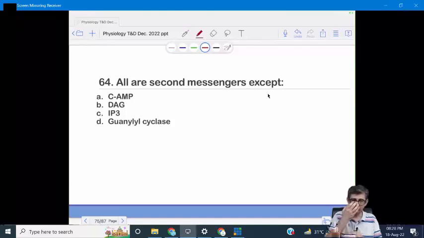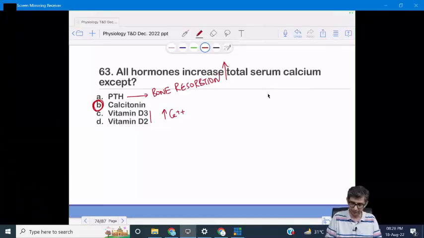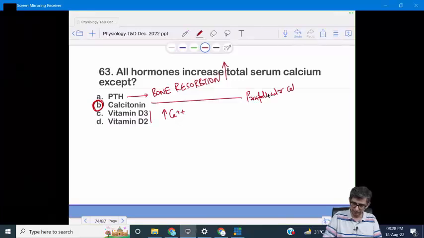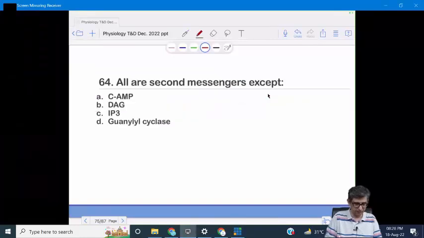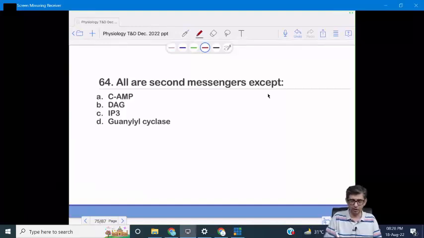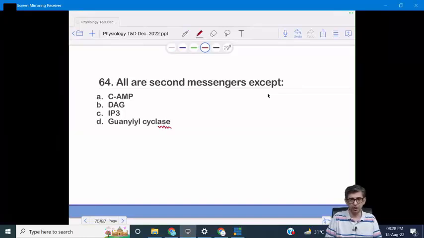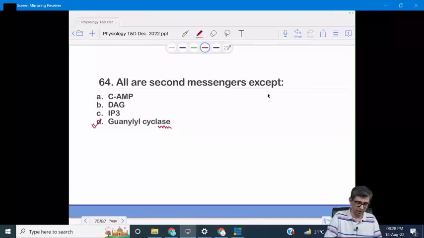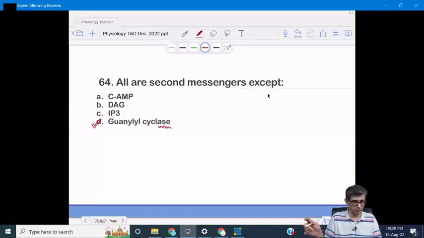Coming to 64, all are second messengers except, the question can be solved by parafollicular cells. All are second messengers except... the name itself makes it clear that an enzyme name is written. Guanylyl cyclase would play a role in production of cyclic GMP. So the correct answer for this one is option number D. 64 is sorted; it is to be solved mainly by the cyclase enzyme.